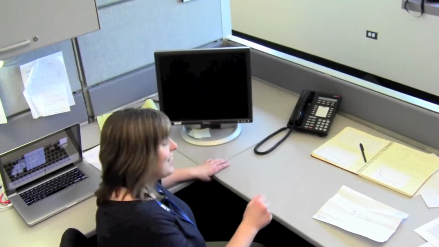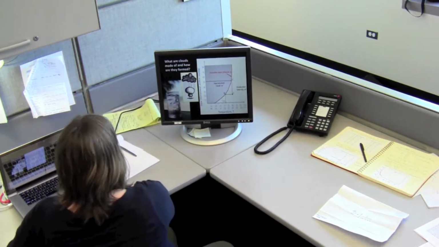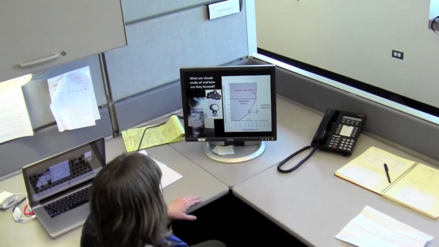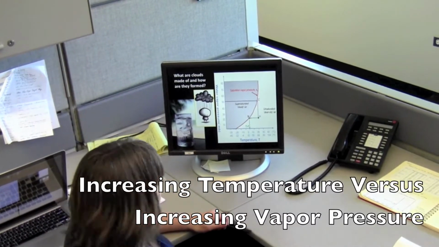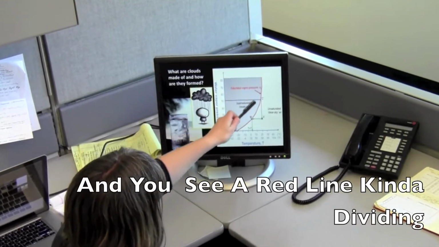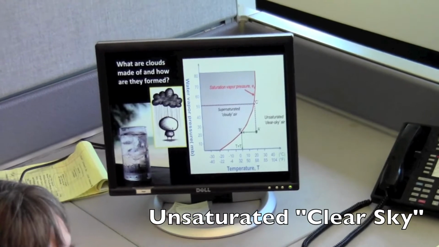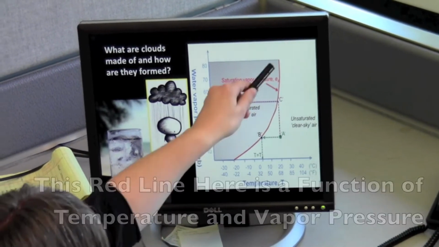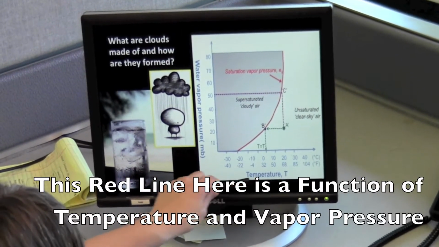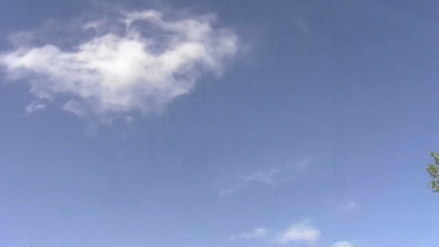So does dew point temperature have to do anything with this? Yeah, it actually has a lot to do with dew point temperature. Let's take a look at some data here, talking about how our clouds are made and how they're formed, increasing temperature versus increasing vapor pressure. And you see a red line kind of dividing what I've titled unsaturated clear sky air versus supersaturated cloudy air. This red line here, that's a function of temperature and vapor pressure like we discussed already, is the saturation vapor pressure.